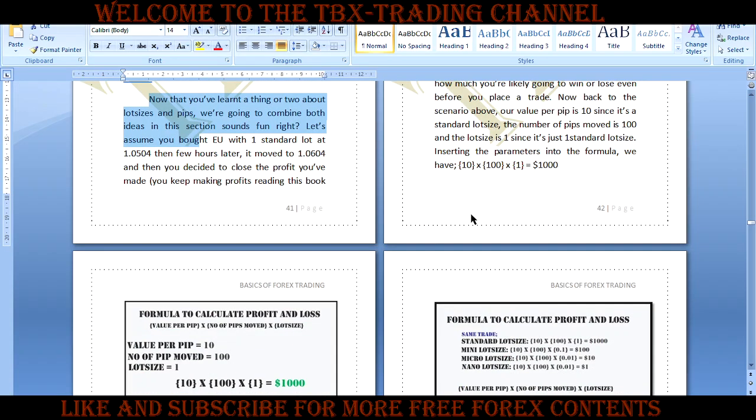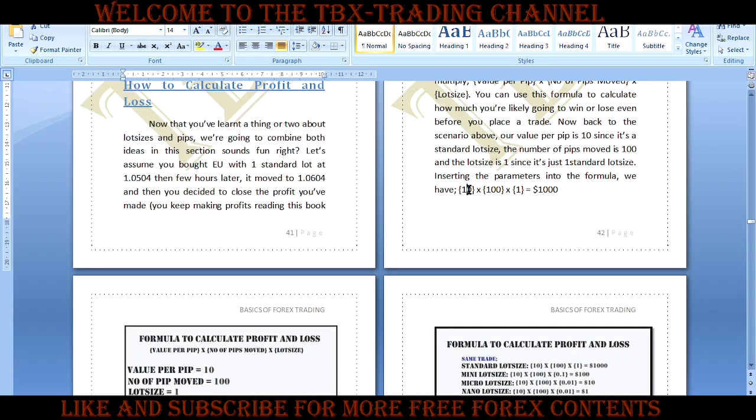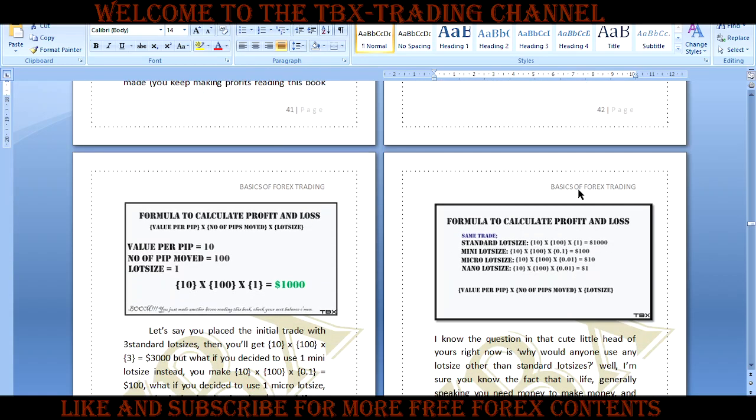The formula says value per pip, that's 10. How many pips did you move? If you subtract 1.0504 from 1.0604, you're going to have 100. It means you moved 100 pips, and that is not 100 times the lot size. That's times one, and that is $1,000.